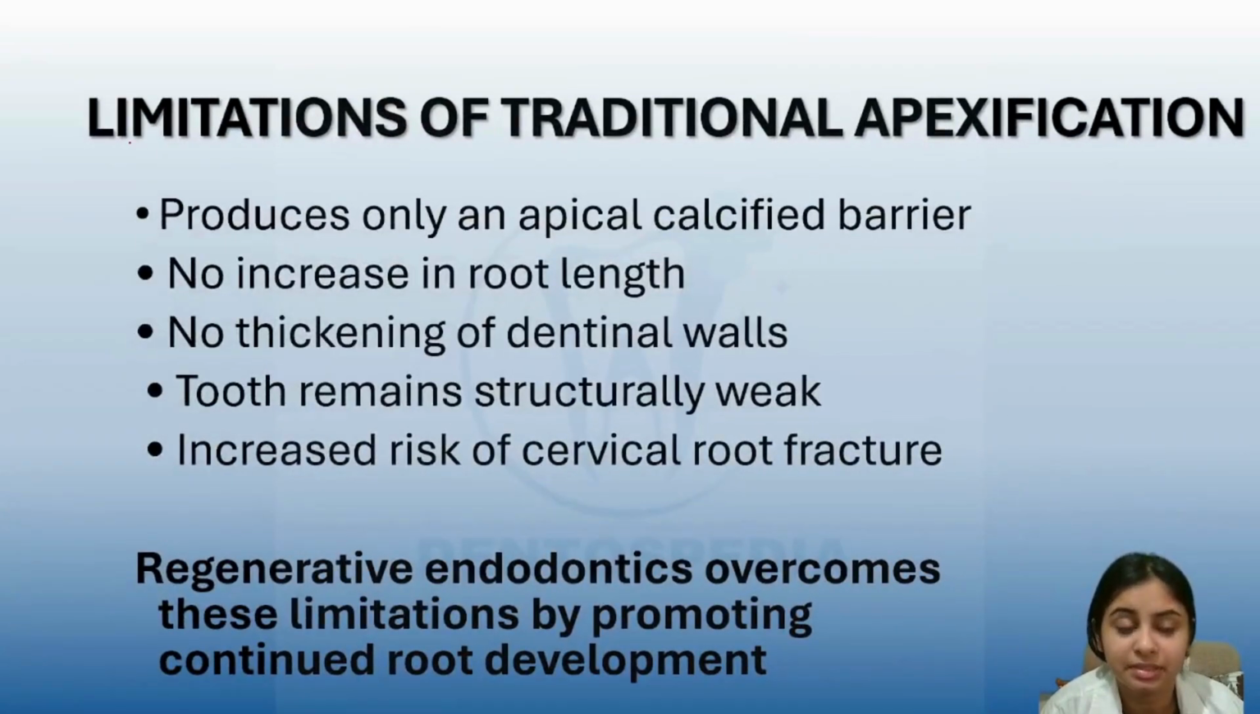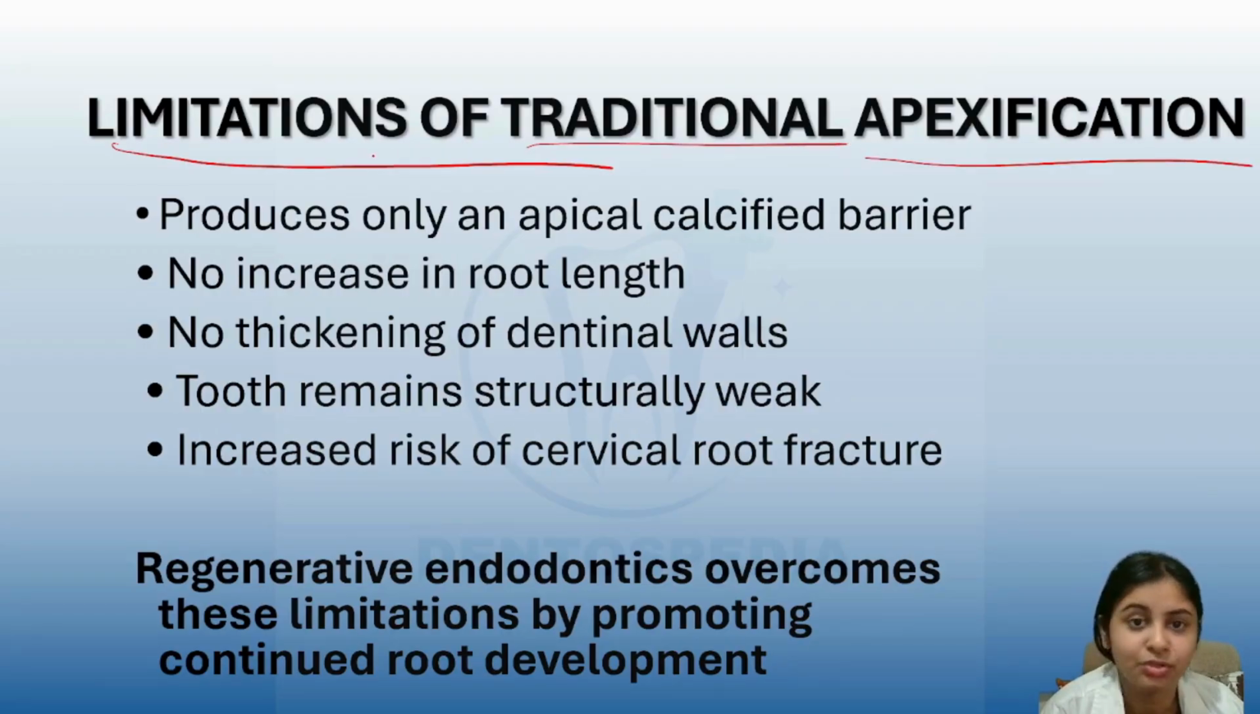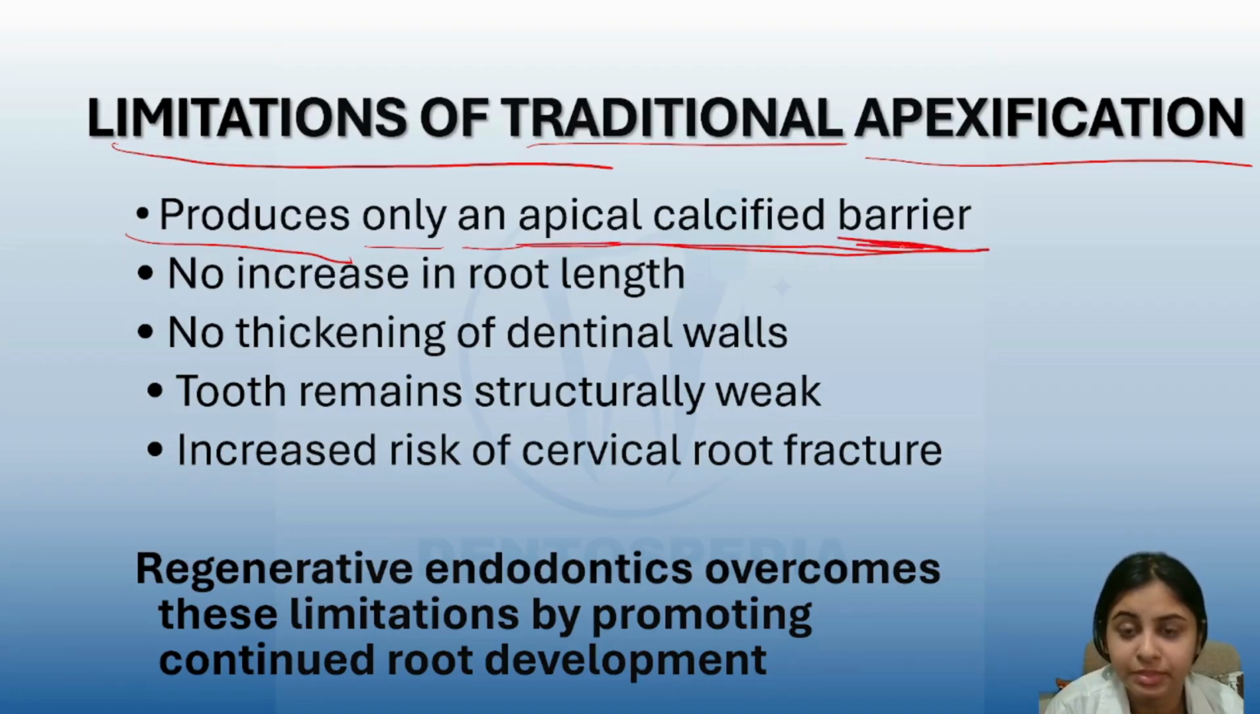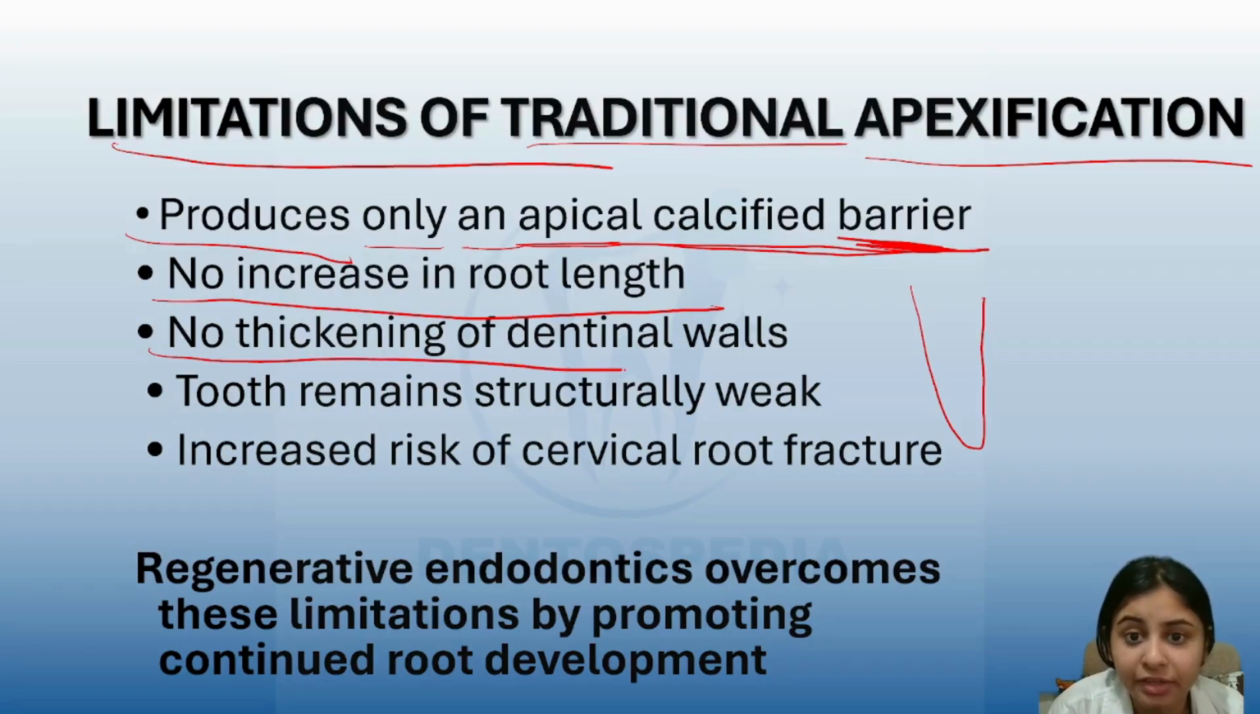Now, coming to see the limitation of traditional apexification. So, what are the limitations of these apexification? First, they produce only an apical calcified barrier. So, they only provide a single barrier, but not the whole length of the root. There is no increase of root length. There is no thickening of the dentinal walls. The tooth remains structurally weak.